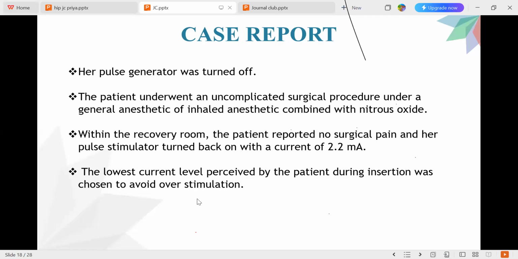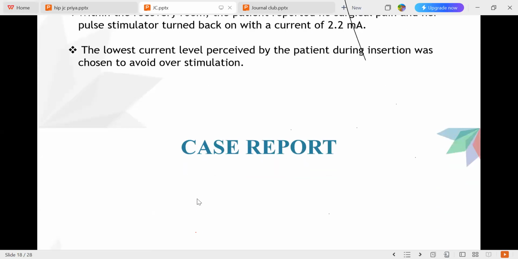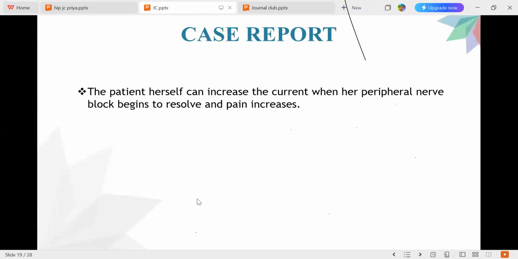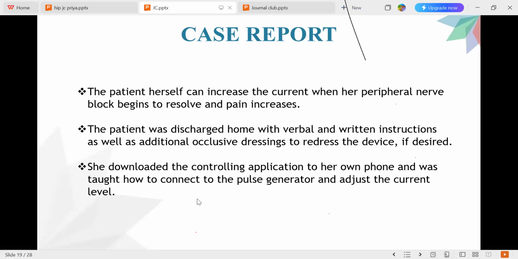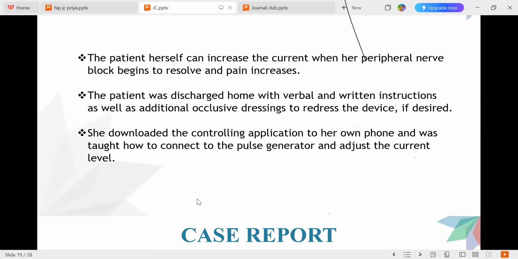are given. But once the effect goes off, the patient may not be able to differentiate between the pain, which is either due to the surgical procedure or due to the high level of current being delivered. So then the patient can increase the current when her peripheral nerve block begins to resolve. She was discharged home with verbal and written instructions, and she downloaded the app to her own phone and was taught how to connect to the pulse generator and adjust the current level.